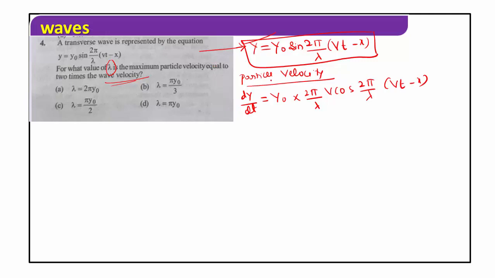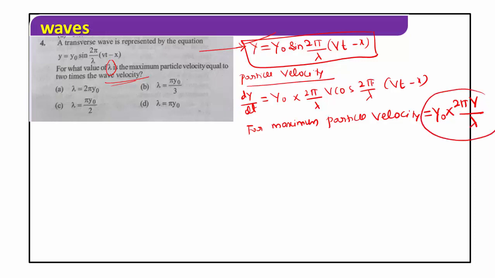But for maximum particle velocity, how to find the maximum particle velocity here? For maximum particle velocity, you get the term y naught into 2 pi into v divided by lambda. If we have the first equation, we can easily calculate. For maximum particle velocity, y naught into 2 pi into v divided by lambda.